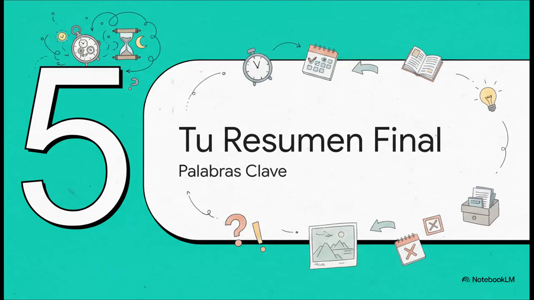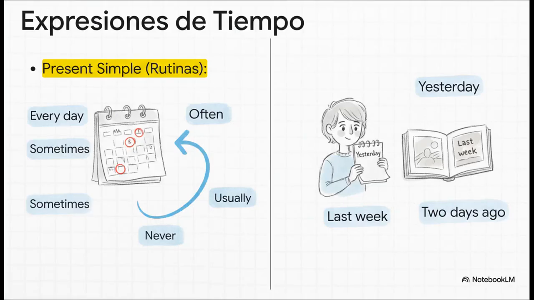We're almost there. To wrap this up, here's a visual summary that you can use as your own personal cheat sheet. These are the key words that will signal which tense you need to use. The crucial thing is that these time expressions are your best friends. If you see words like every day or usually, think present simple. If you read yesterday or last week, your brain should immediately yell past simple.